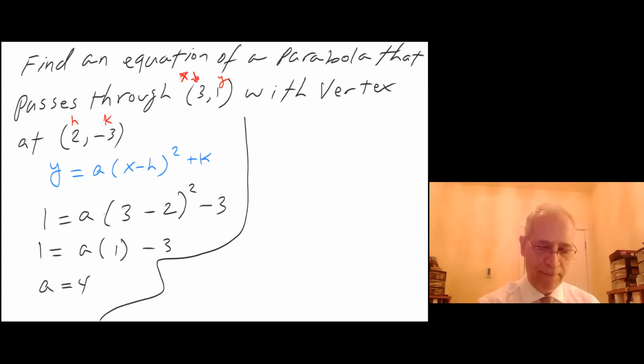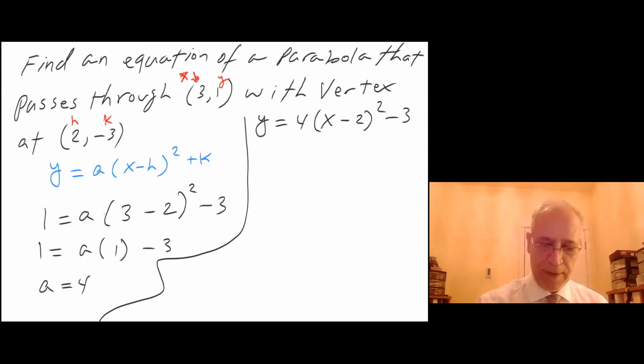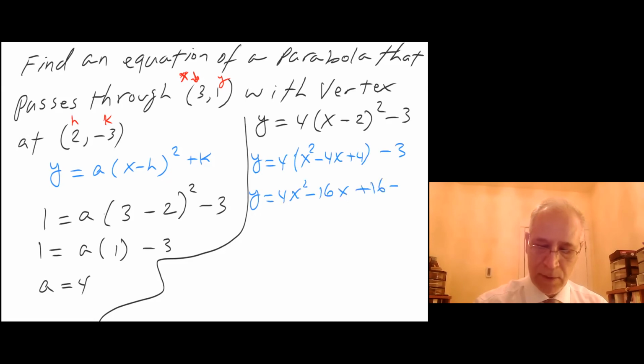And so I'm going to have y equals 4(x - 2)² - 3. And if I have to simplify this, then I can say that y equals 4(x² - 4x + 4) - 3. And then y equals 4x² - 16x + 16 - 3. And finally, f(x) equals 4x² - 16x + 13.